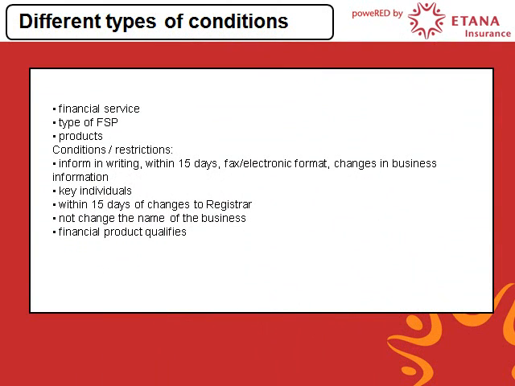There are a few standard conditions that appear in each license. For example, details about the financial services that may be offered, details about informing the registrar in writing within 15 days after any changes, details relating to key individuals and appointment of new key individuals, details about the representatives register and any changes thereto, a condition that the FSP may not in any manner change the name of the business as reflected in the license concerned, and that the financial service provider must at all times ensure that any financial product in respect of which the provider intends to render financial service qualifies as a financial product contemplated in the Act.